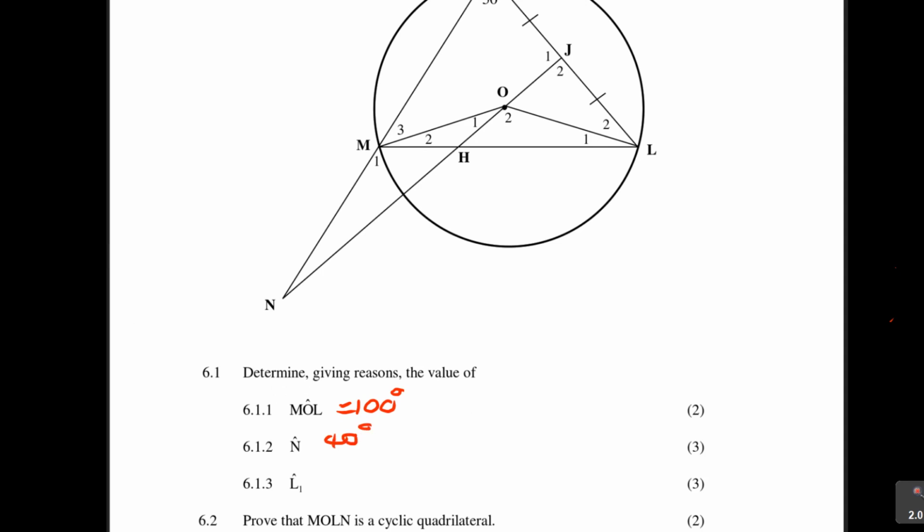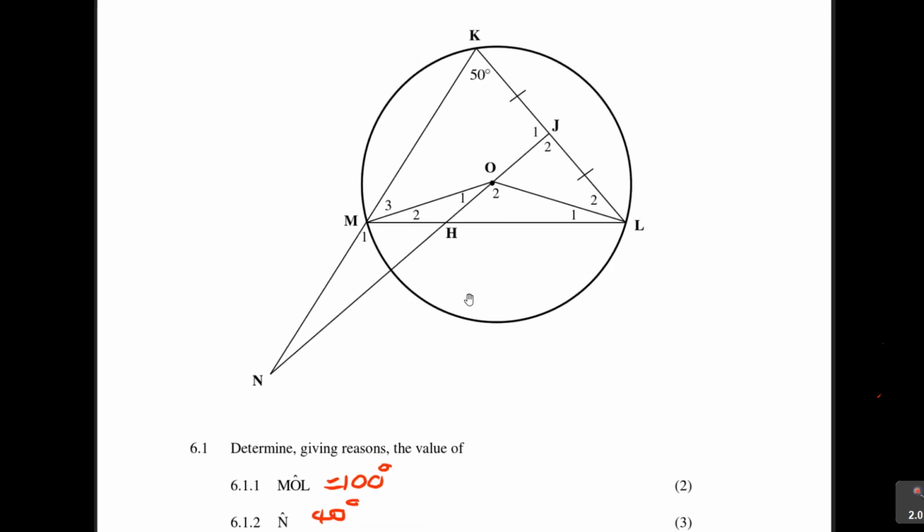So what's the next one? The next one says angle L1. Okay, I think we also did this. L1, remember about angle L1, look at this, we have that, and then they're talking about this, and you know this is an isosceles triangle, right?